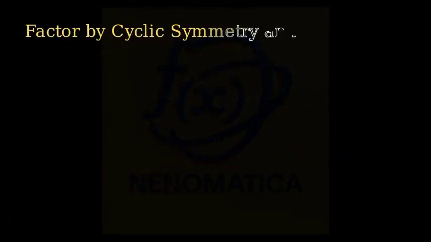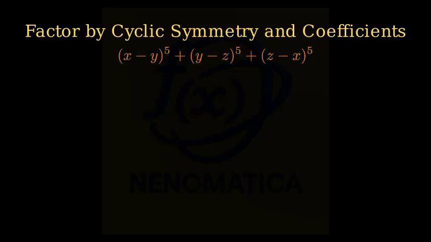We will factor the symmetric expression (x - y) to the fifth plus (y - z) to the fifth plus (z - x) to the fifth. We will follow a clean 4-step structure and finish with the compact closed form. Step 1. Since if x equals y, the entire sum becomes 0, x - y is a factor. Because the expression is cyclic and symmetric in the variables, the full cubic factor must be (x - y)(y - z)(z - x).